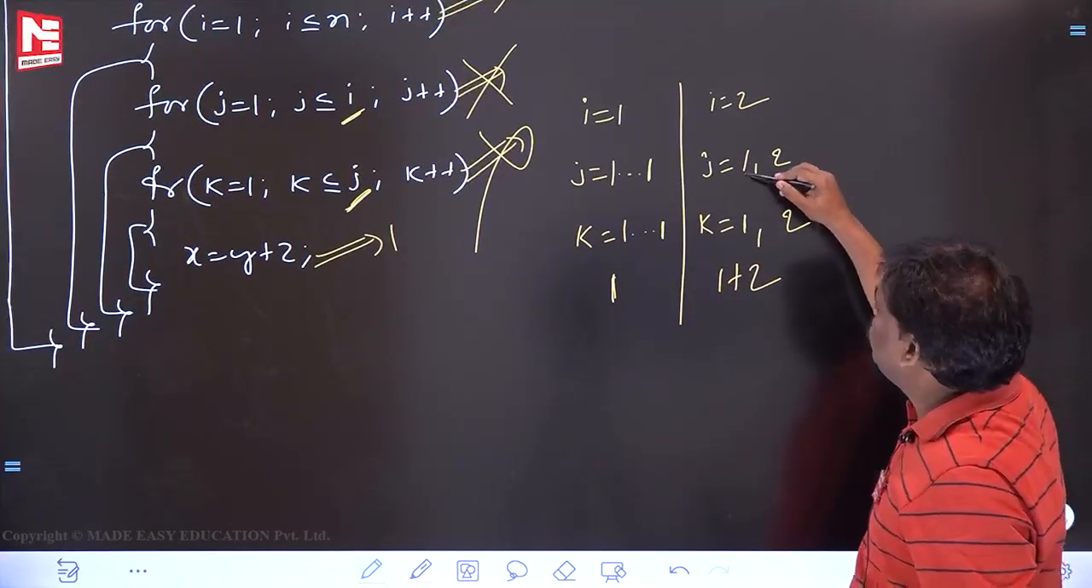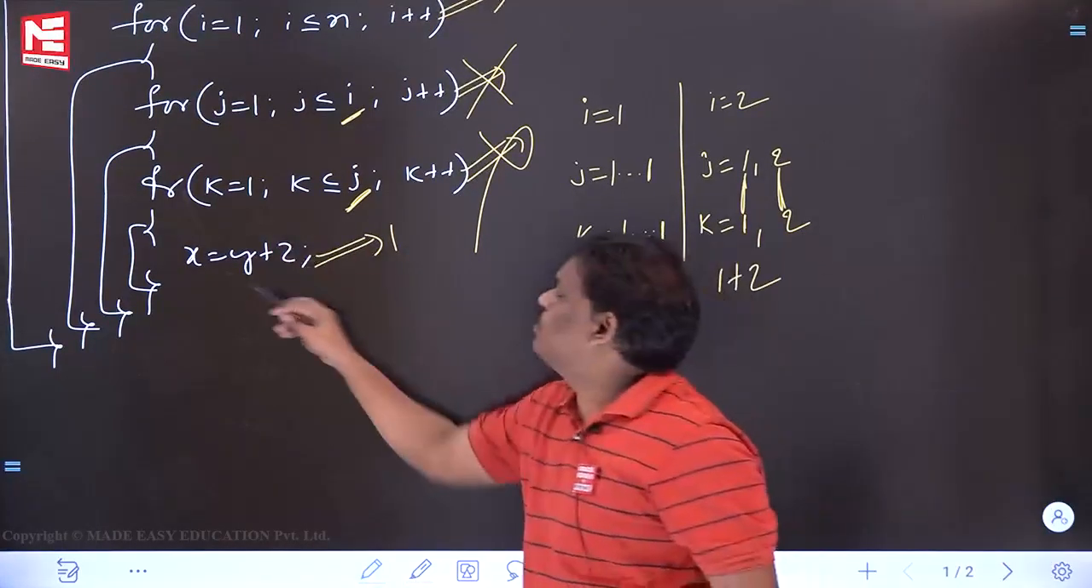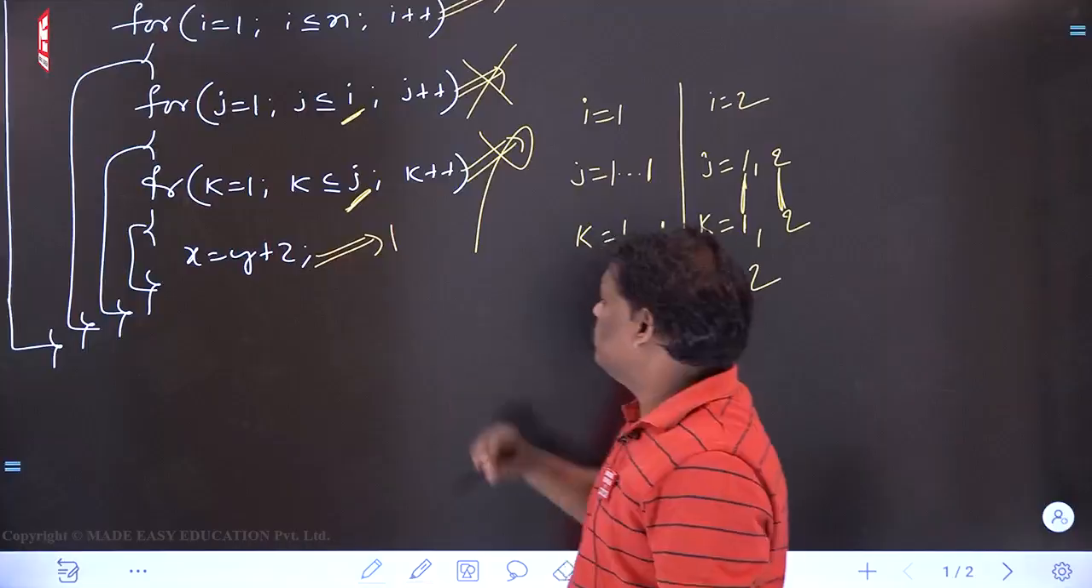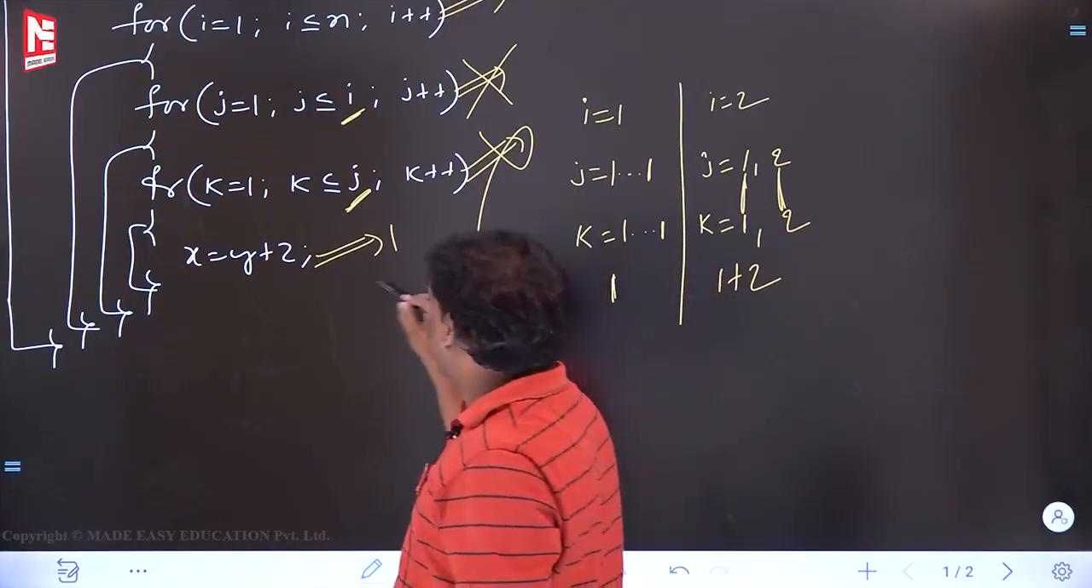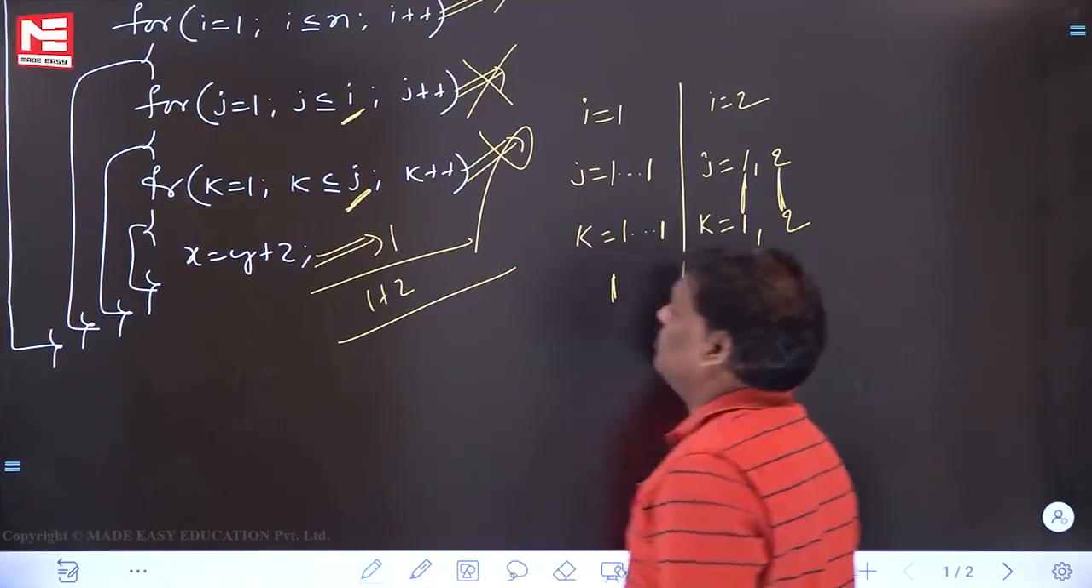So J value 1, K loop is 1 time; J value 2, K loop is 2 times. So the first time, it will execute 1 time. Next time, it will execute 2 times. First time is I value 1, only 1 time it will execute. Second time, 1 plus 2, 3 times it will execute.